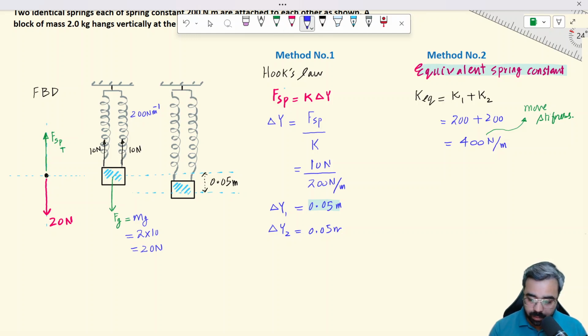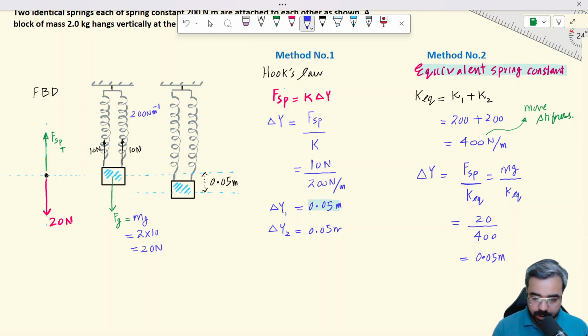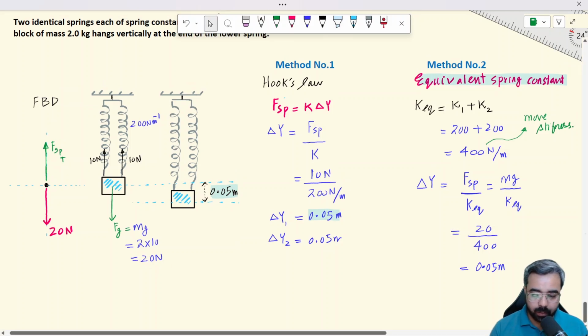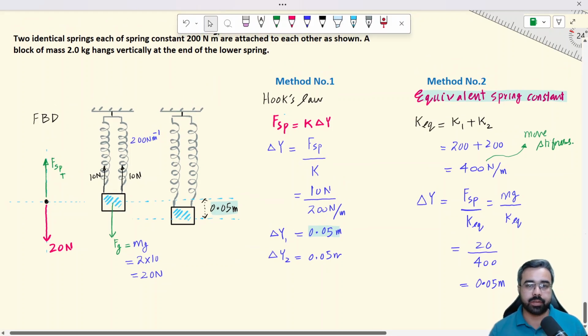If you want to find the extension of the system, that is the spring force divided by the equivalent spring constant, and the spring force equals the weight mg, as we just saw from the free body diagram, over k equivalent. So let's put in the values: the weight is 20 over the spring constant 400. So what is the answer? 0.05 meter. The same answer which I showed you here. So that is how we calculate the extension when two springs are connected in parallel.